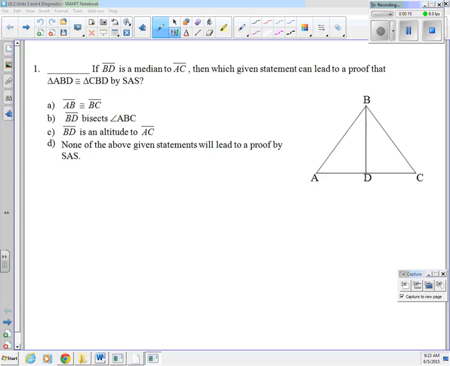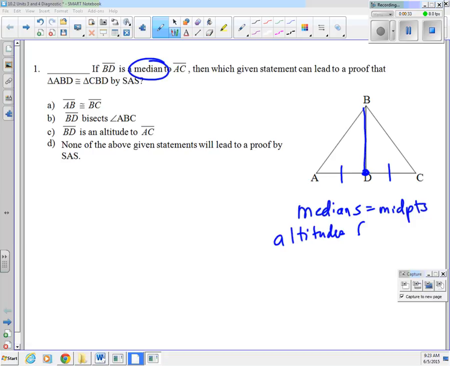All right, so we have to know what a median is. A median connects to a midpoint, and therefore a midpoint splits up that segment into two congruent segments. So medians hook up to midpoints. By the way, altitudes form right angles. People get these mixed up.